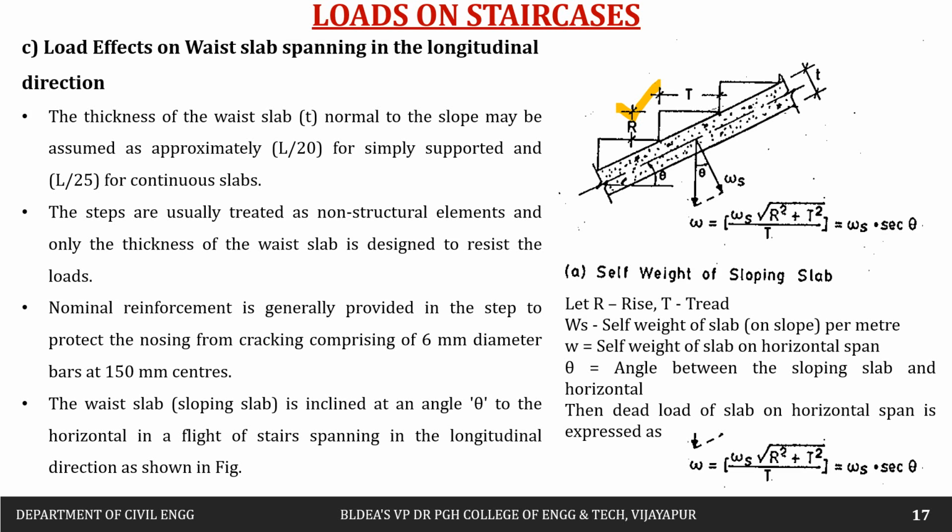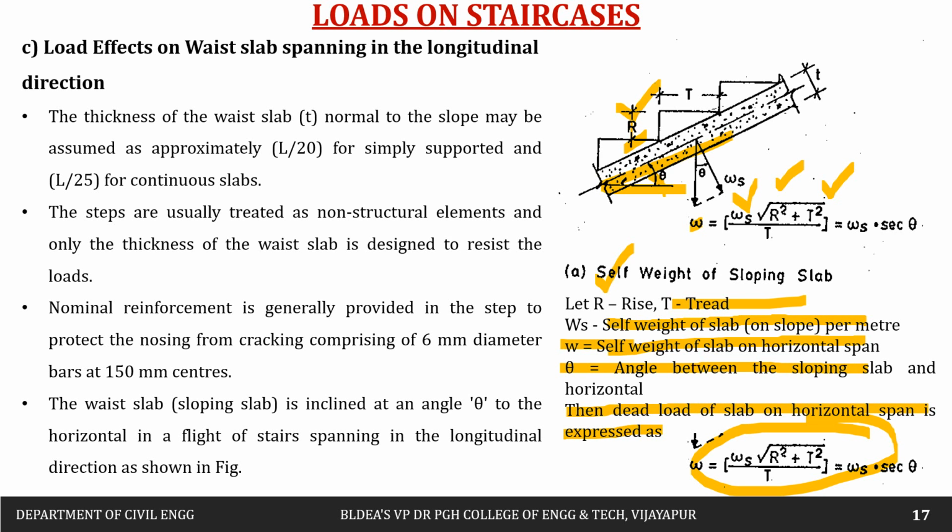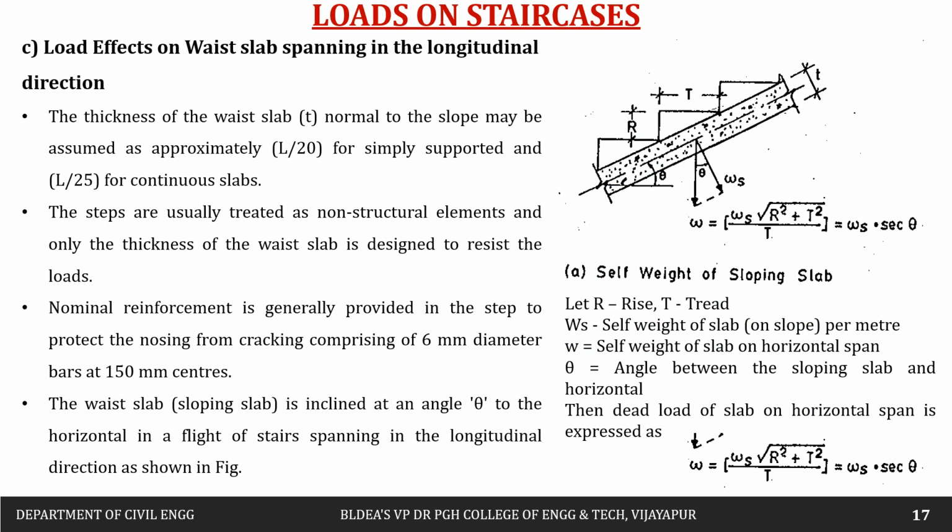Here r is nothing but the riser height, and T is the tread. ws is the self weight of the slab per meter. As we are designing the slab, we consider it as a per meter span. W is the self weight of the slab on a horizontal span, and theta is the angle between the sloping slab and the horizontal. The dead load of a slab on a horizontal span is expressed by this formula.